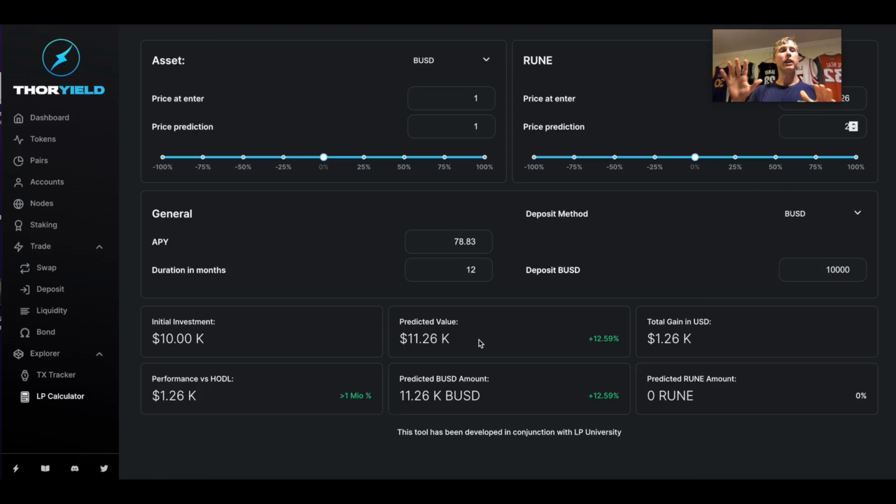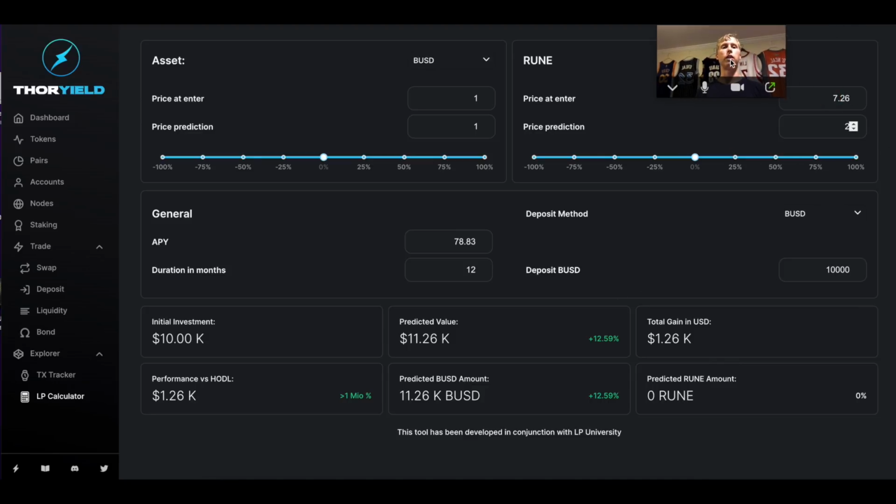You guys get the point. So, look, your upside is limited on Anchor Protocol. Your upside is not limited on ThorChain. Now, there is a downside, and there is a chance of a downside. So let's see what the lowest is.